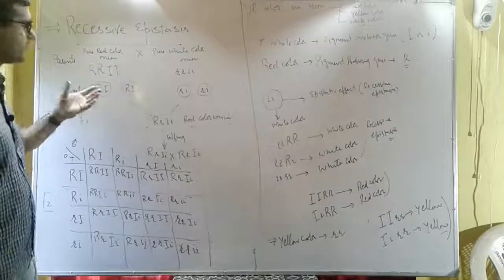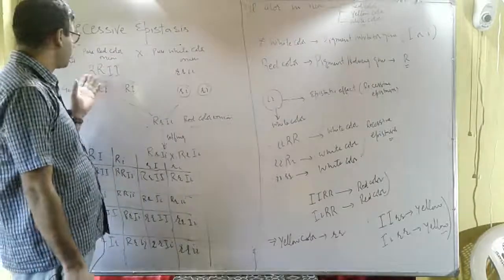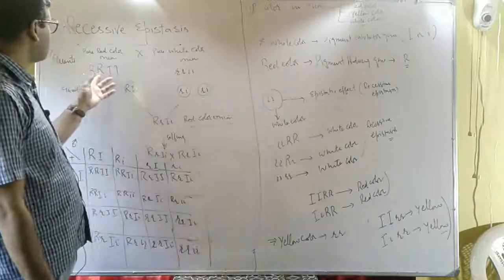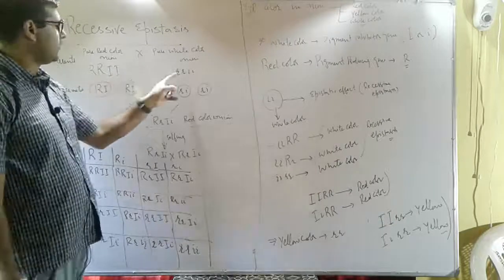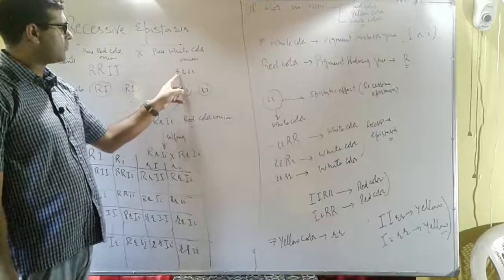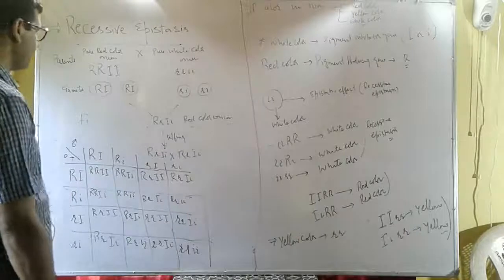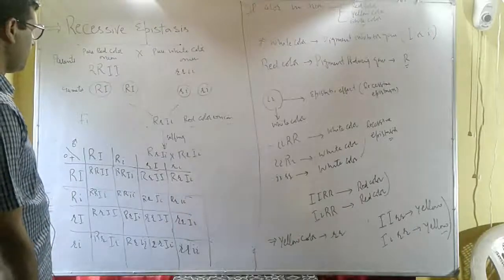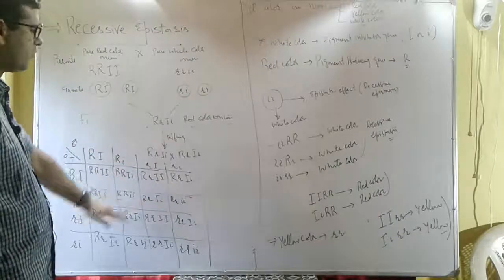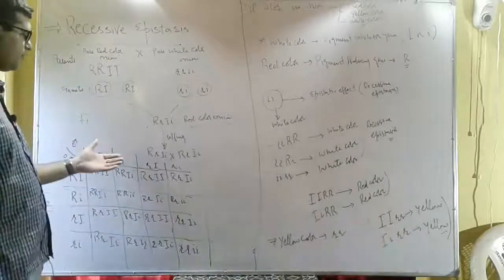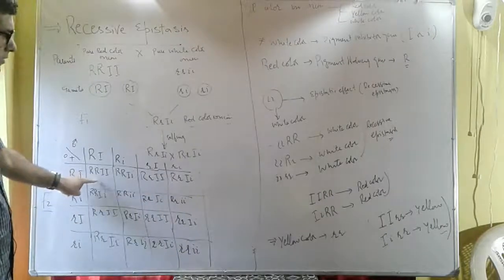We will take a cross between the pure red color onion with the pure white color onion, that is capital I, capital R, capital R, and smaller i, capital R, capital R, and then we will cross it. Then in the F1 generation, red color onion, then we will go for the selfing of the F1 individuals. And in the F2 generation, what will we find?